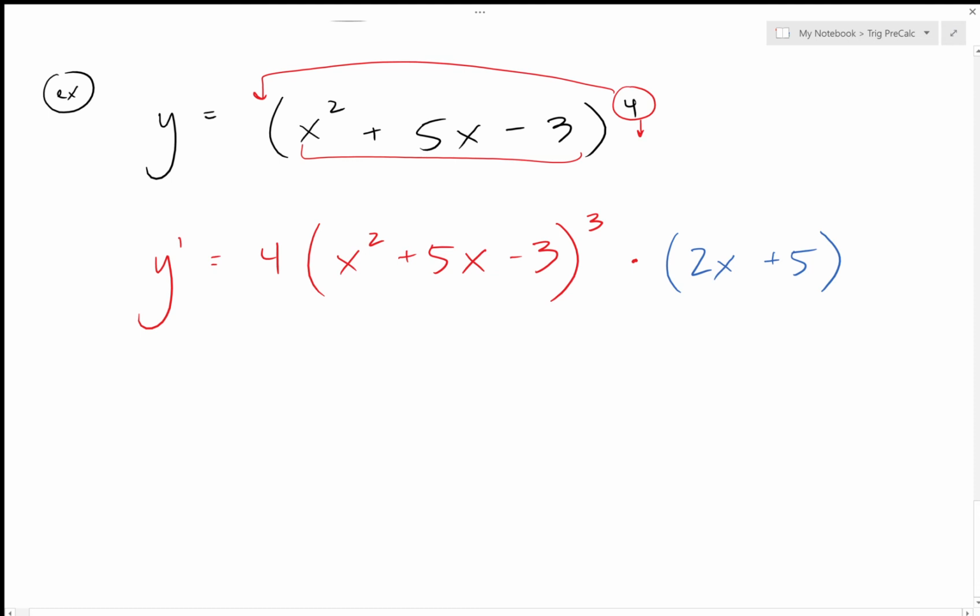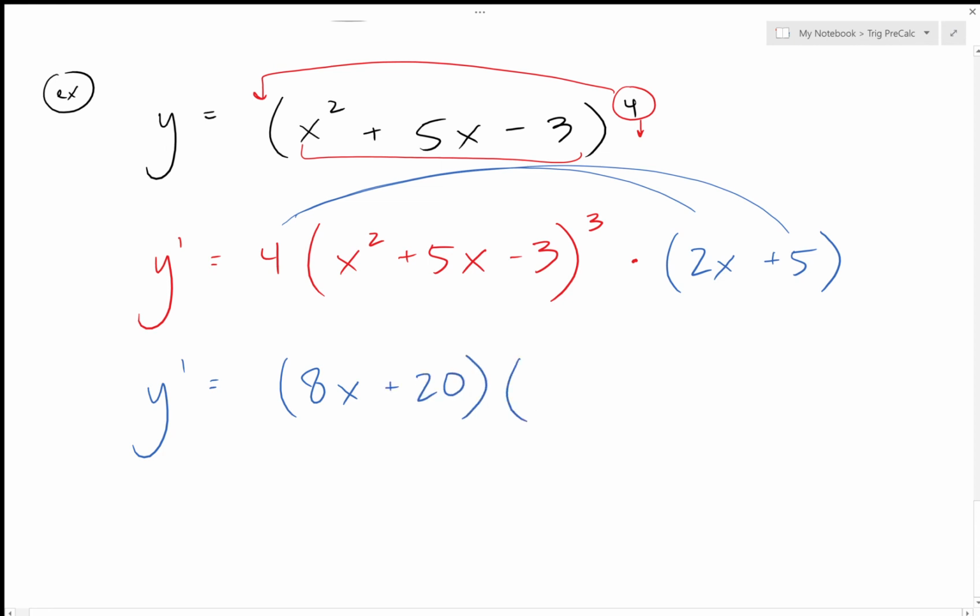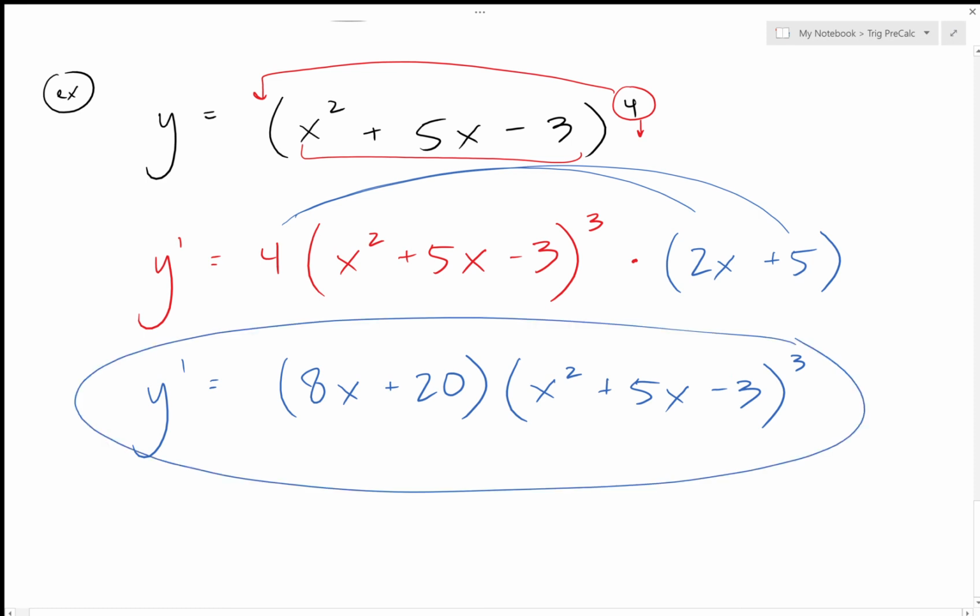Rearrange terms a little bit, or just know that I'm going to really multiply the 4 to these things over here. So y prime equals, we can keep the order, or change the order. 4 times 2x is 8x plus 20 times x squared plus 5x minus 3, and then that part's to the third power. Okay? So let's get a little funkier here.